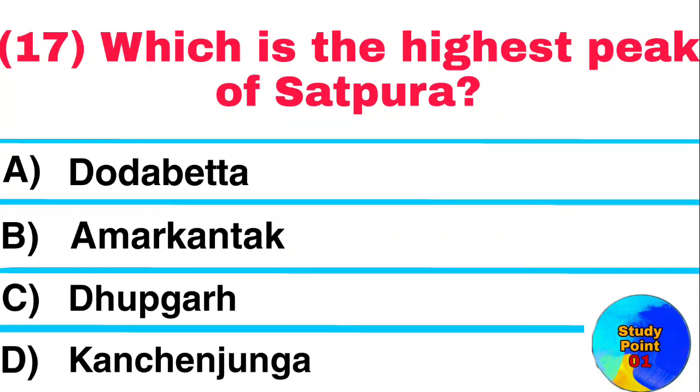Question. Which is the highest peak of Satpura? A. Dodabet. B. Amarkantak. C. Dhupgad. D. Kanchenjunga. Answer. Dhupgad.